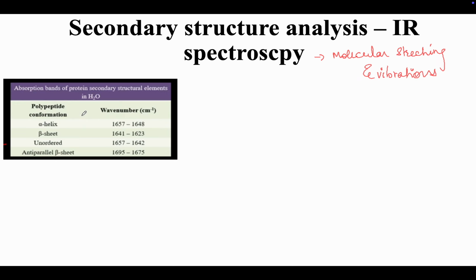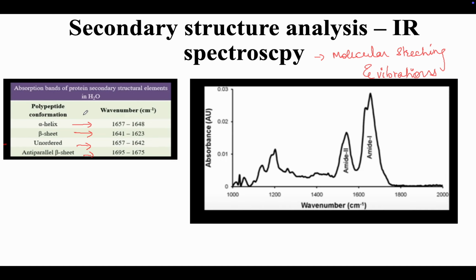Here are the different peaks which we can get in IR spectroscopy. For alpha helix we have peaks between 1657 and 1648. Similarly for beta sheet we get peaks at 1641 to 1623. Unordered is the random coil, and the peaks are scattered between 1657 and 1642. So this is how the peaks for infrared spectroscopy will look.